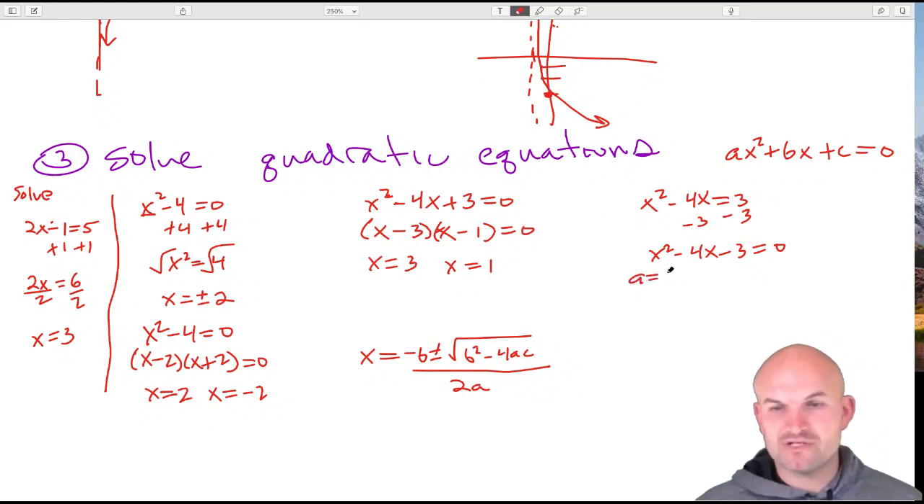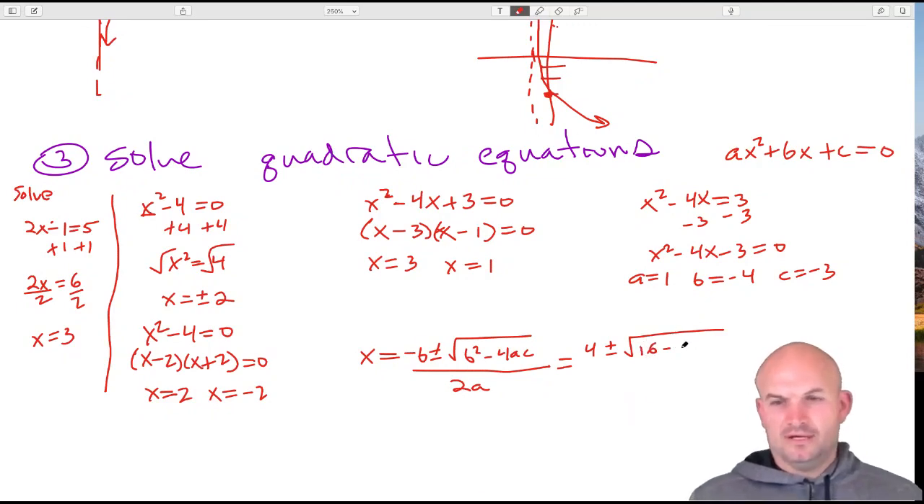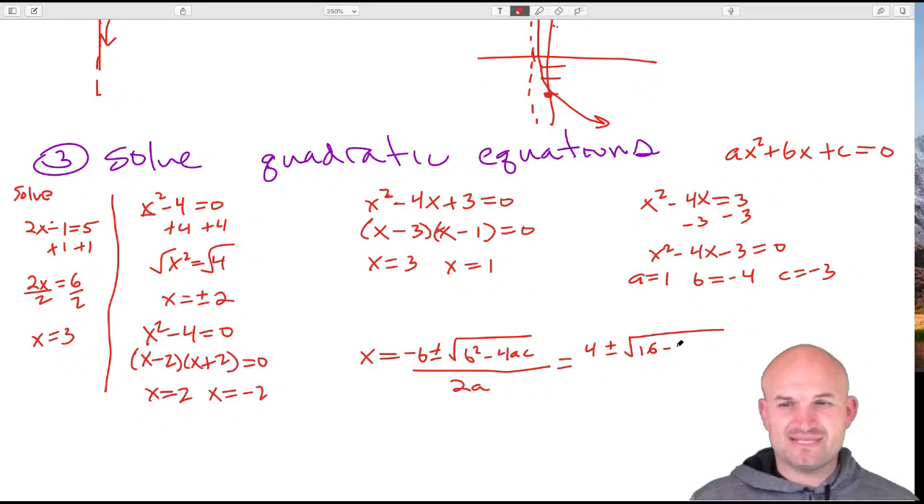So therefore, I can say my a is 1, my b is -4. When we're first learning the quadratic formula, I like to just list them. And now we're just going to plug those numbers into the quadratic formula. So the opposite of -4 is +4, plus or minus b squared, which is 16, minus 4 times a times c. So 4 times a times c is going to be -12, divided by 2 times a, which is 2.